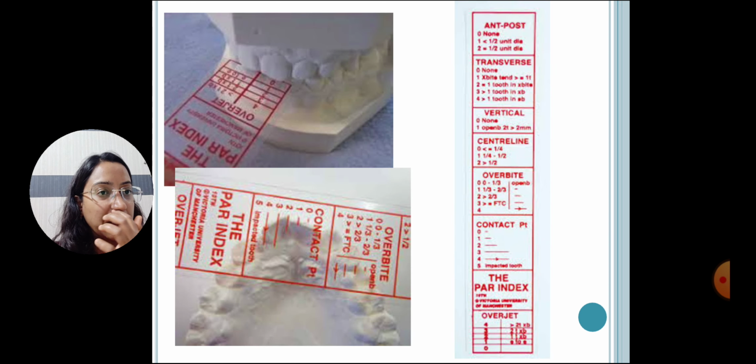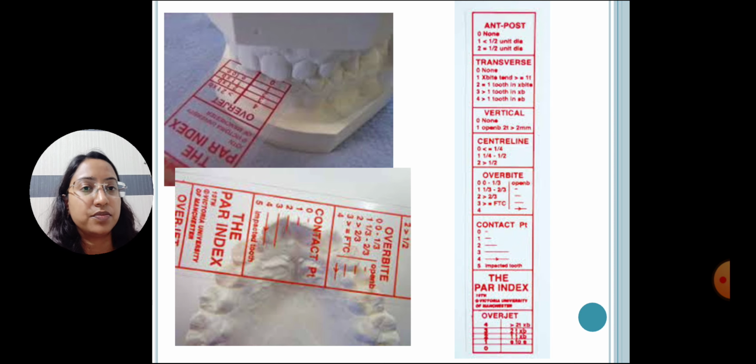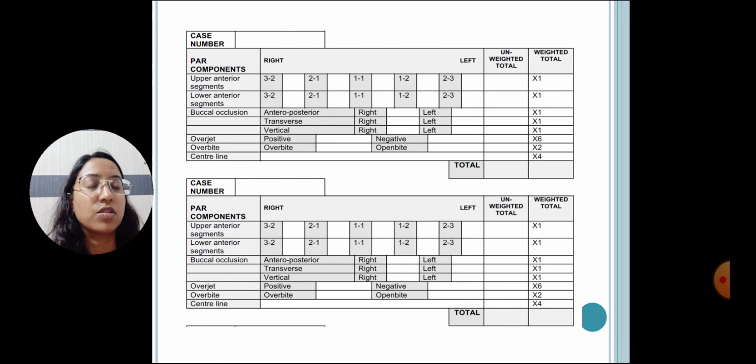So this is a scale with the measurements directly on it. With the help of the scale, the different components can be measured. So this is the weightage given to different components and the total score is added.